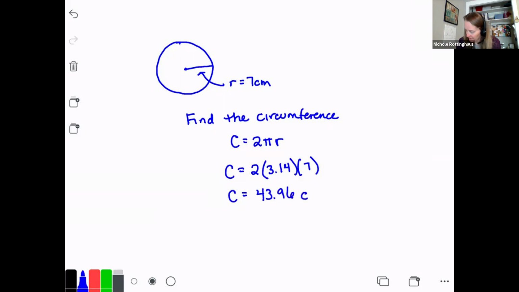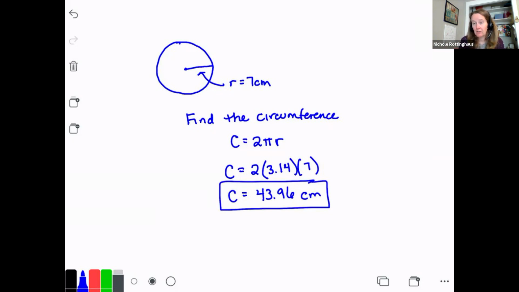43.96 centimeters. Okay, circumference is like perimeter, it's a distance, so its units are just units of length, okay? It's length around a circle. And so this answer is 43.96.